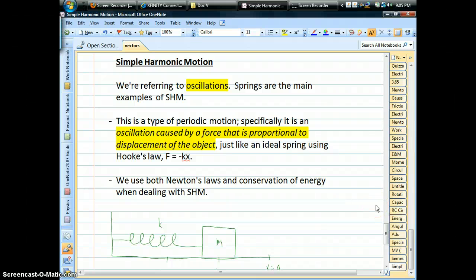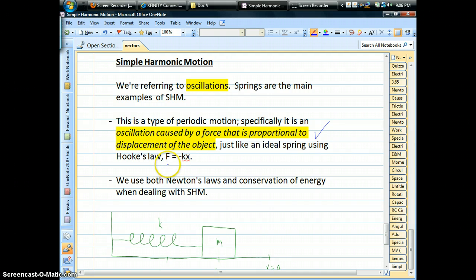And we're back. We're going to do a little bit of mechanics, and in this case it's going to be simple harmonic motion. This is basically when you have oscillations. A spring is kind of the main example of simple harmonic motion, which is bouncing back and forth. By definition, it's a type of periodic motion, almost like a subset of periodic motion, where the oscillation is caused by forces proportional to displacements.